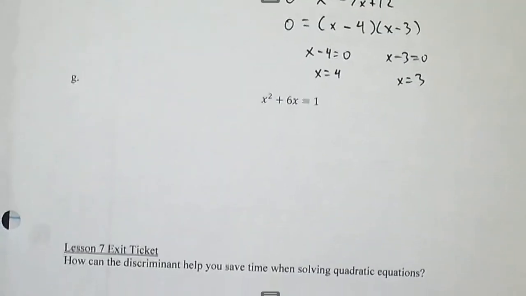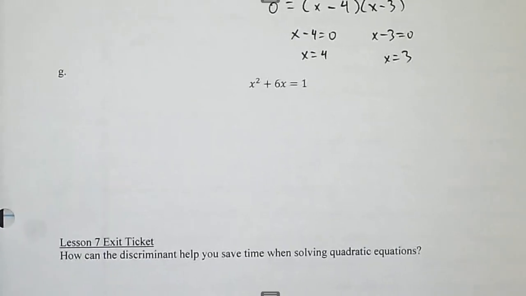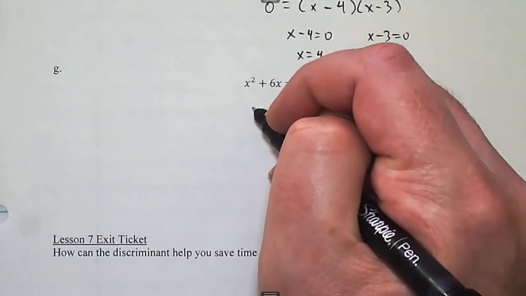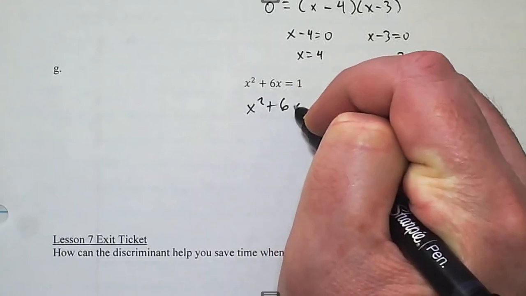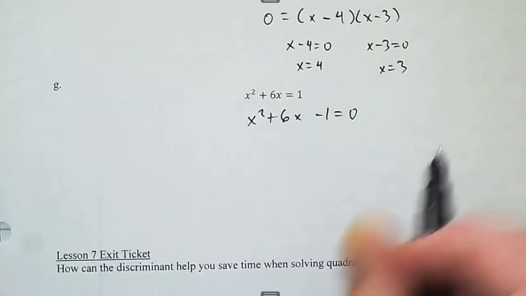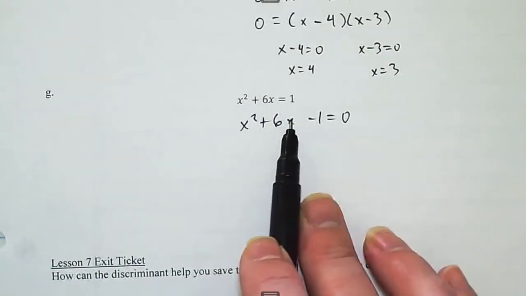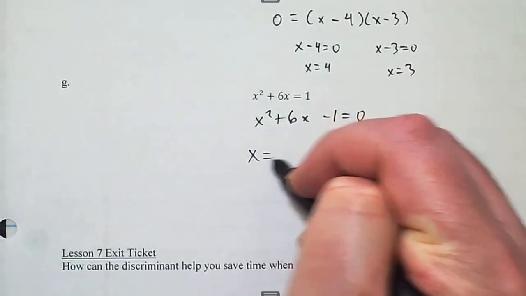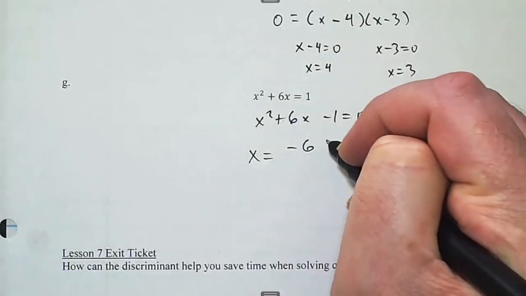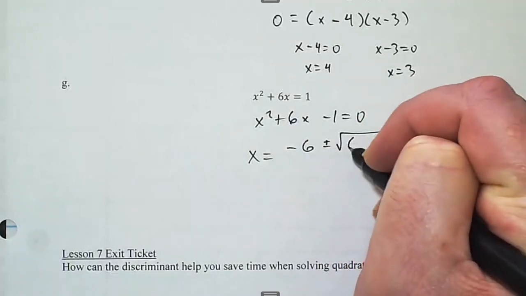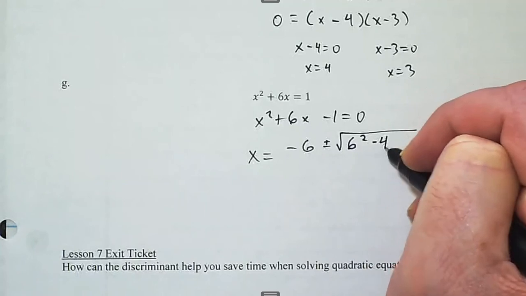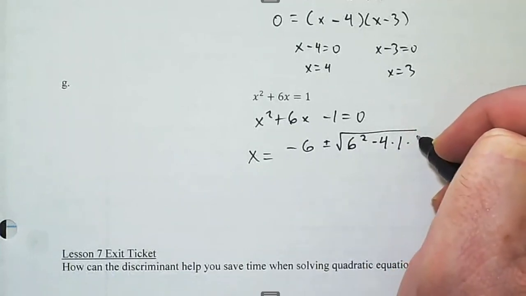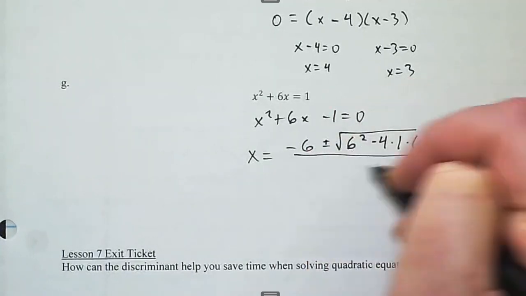All right, last one on G, we have x squared plus 6x equals 1. Set it equal to 0, try and factor. Doesn't look like it's going to factor, though. Is there anything that multiplies to 1 and subtracts to 6? No. So we have to use the quadratic formula. x equals opposite b plus or minus the square root of b squared minus 4 times a times c, all over 2a.